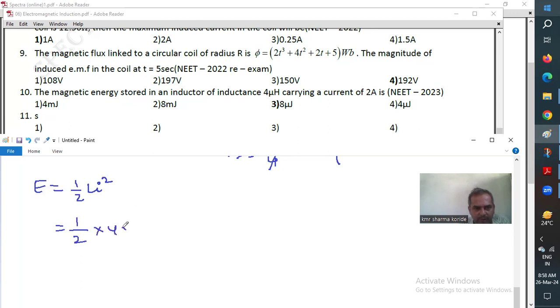Half into L, which is 4 microhenry in particular. I is mentioned as 2, so I square will become 4. So this is going to be 2 times 4, so the answer is 8 microjoule.